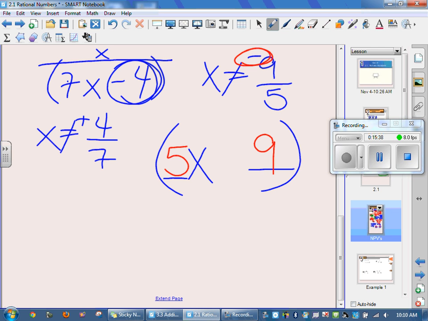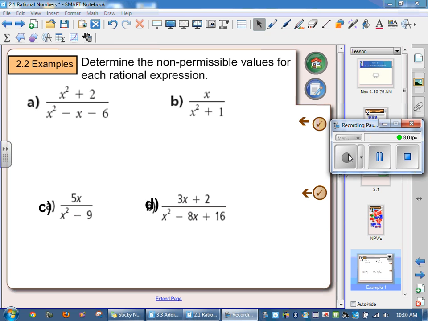Alright, let's move on. Okay, on these ones, there's one thing missing. First thing you've got to do, you can never find non-permissible values. You can never ever find them unless it's in fully factored form. That's why we spent time reviewing our factoring skills, because we have to factor everything. So, that means on the bottom here, I'm factoring. Then I can find my non-permissibles.